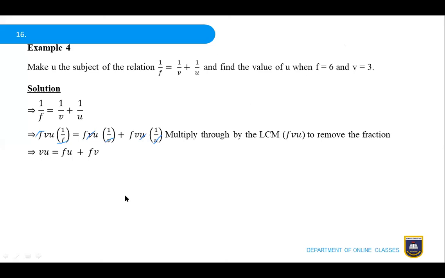If you proceed, we now group the like terms. Since we are making U the subject, we group the like terms, which means that all expressions involving U should come to one side, and all expressions without U should go to the other side of the equation. So here we go. We have VU minus FU. The FU is at the right side, so it will move to the left side. When it moves to the left side, it becomes minus. So we have VU minus FU equal to FV.